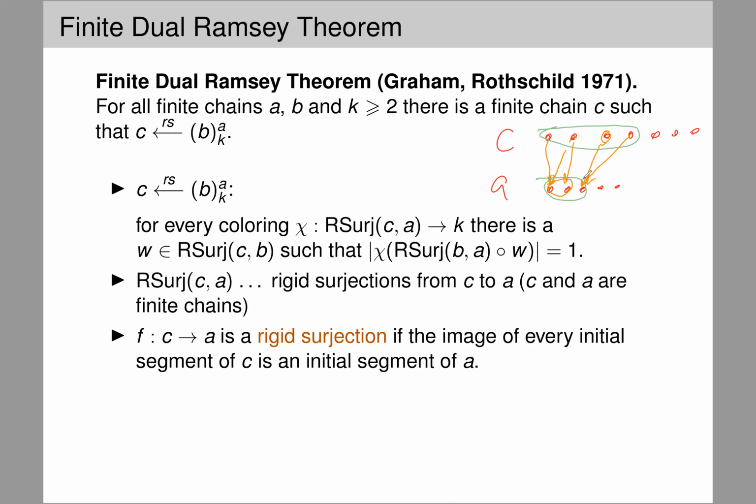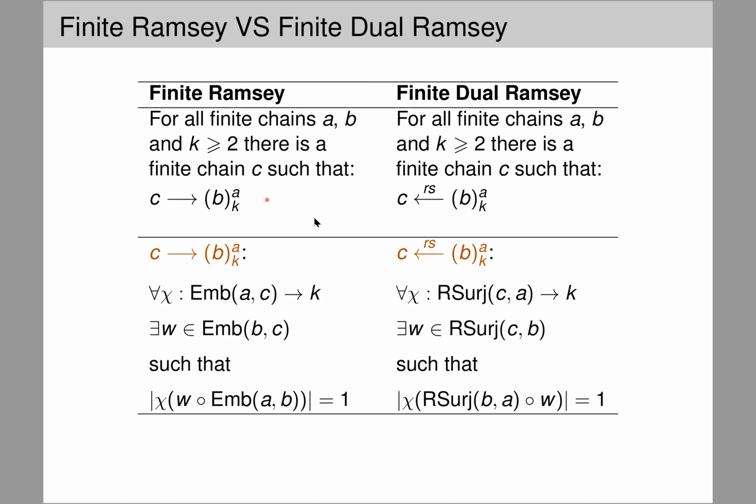Okay, this is a rigid surjection. So a finite dual Ramsey theorem has a different formulation, but this one is convenient because it actually very easily demonstrates the categorical duality between the finite direct and finite dual Ramsey theorems.